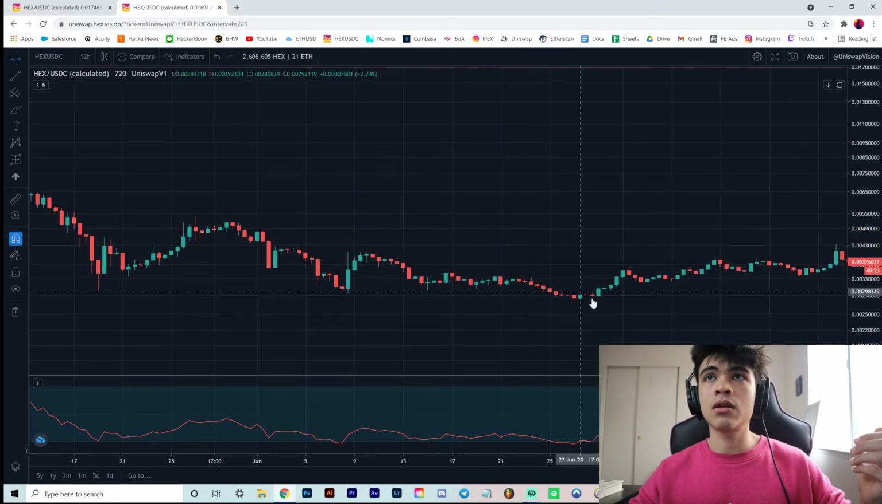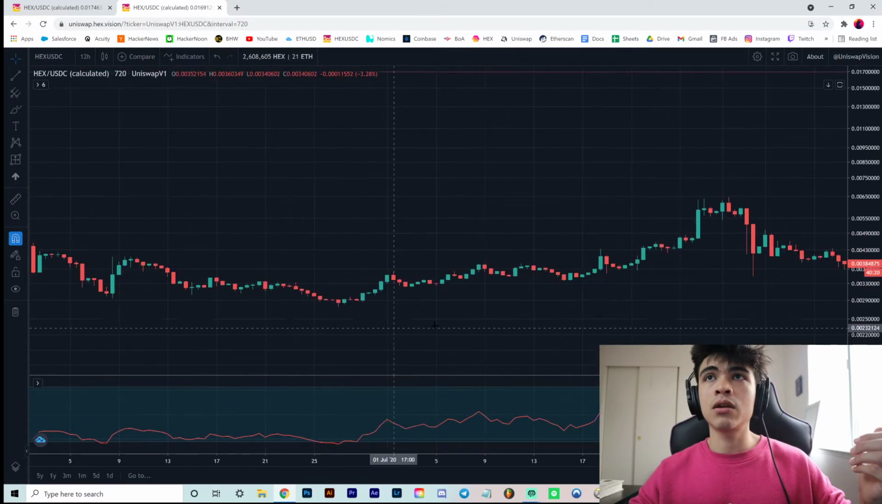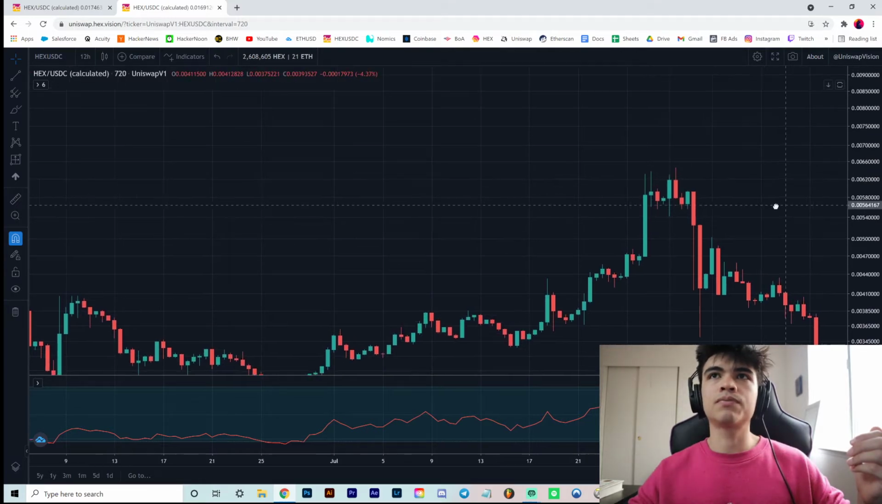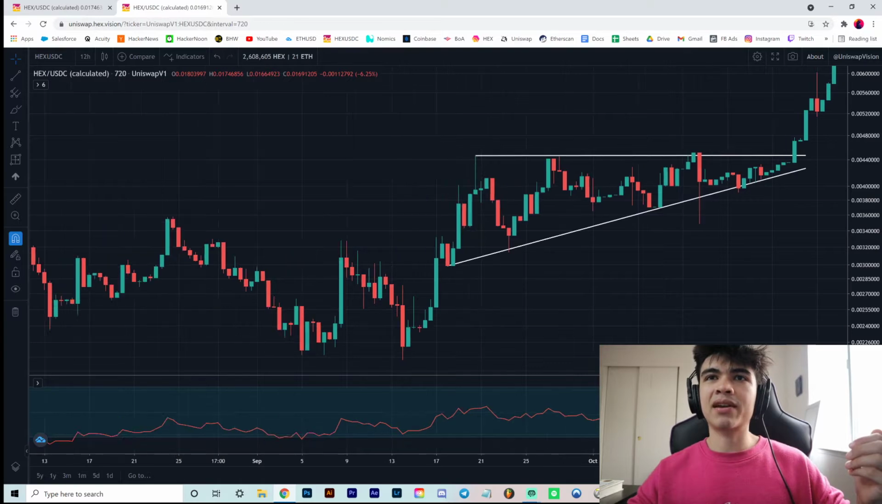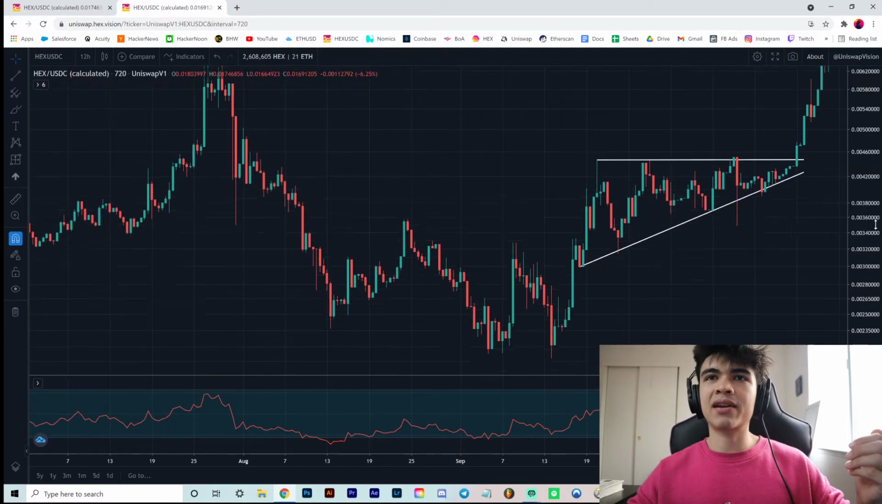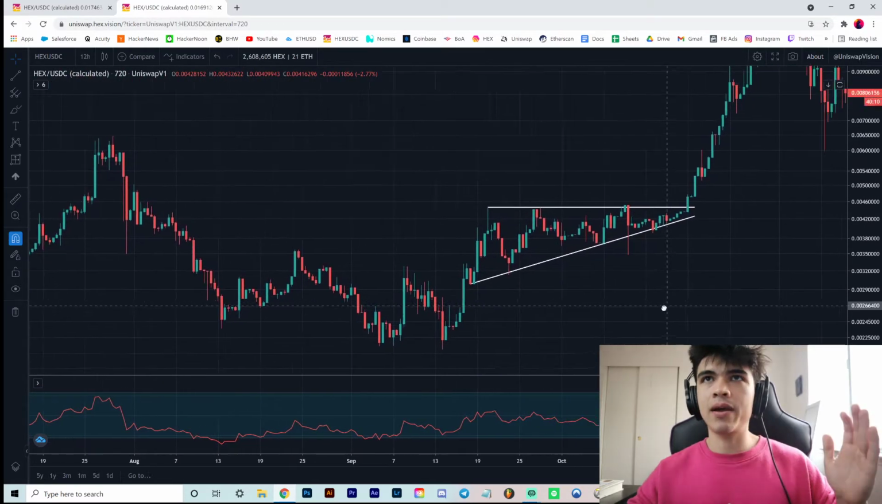And then we can identify a few more times, for example, over here. Epic ascending triangle. This is a textbook ascending triangle right here, by the way.